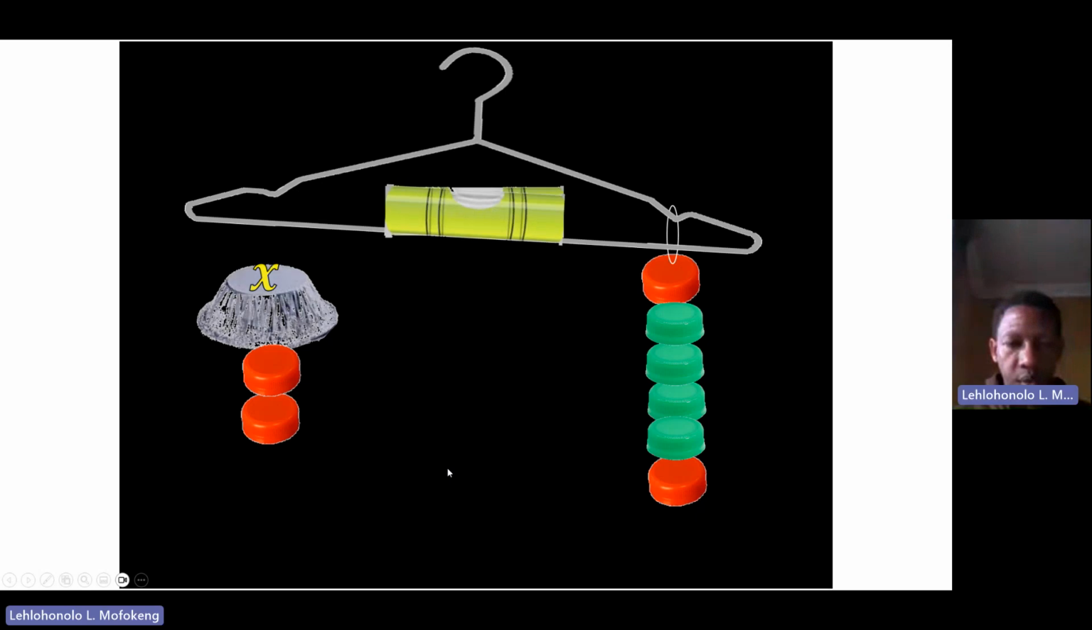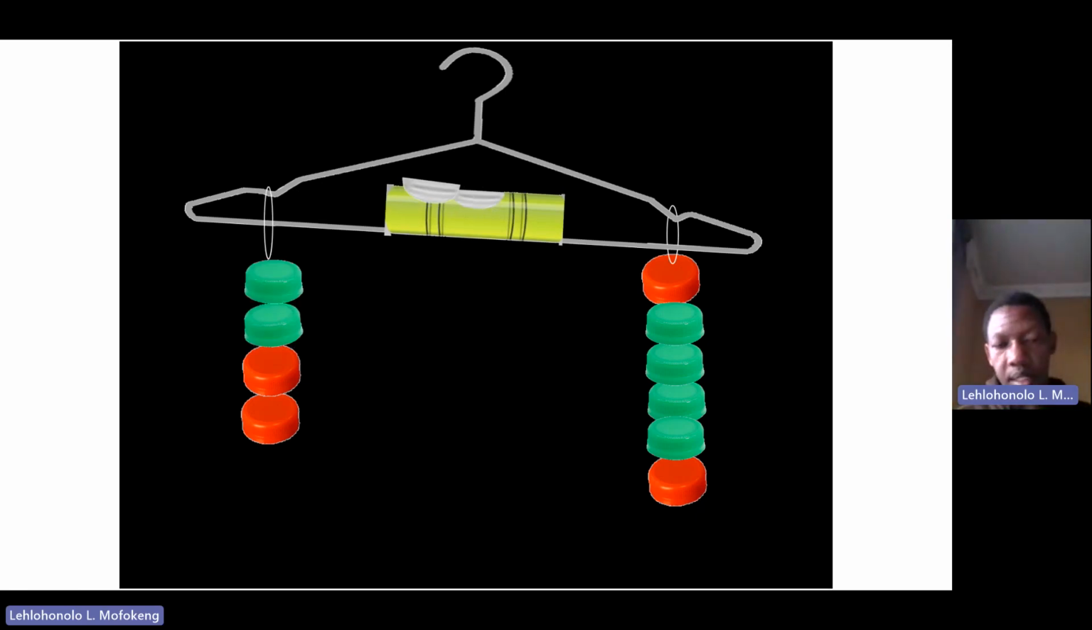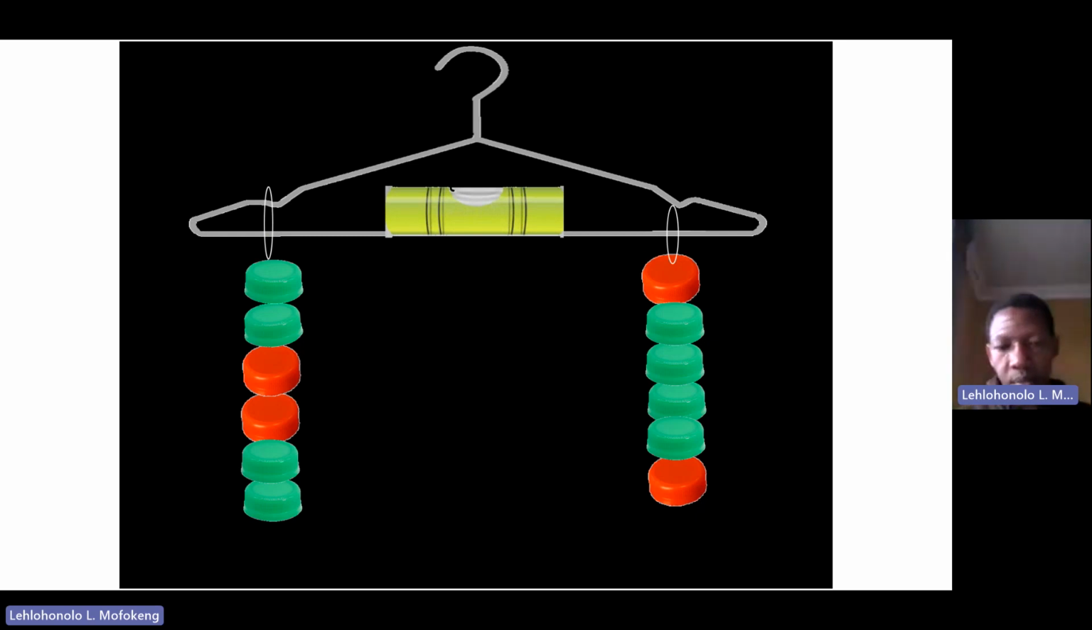So going forward, as you can see, we have taken that cap that represents x and it makes the balance imbalanced. So for us to balance it, we must take the same caps from the right-hand side. And as we do that, here is the balance now balanced. Right. That's how the equations work.